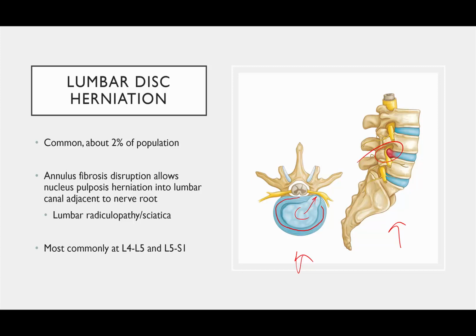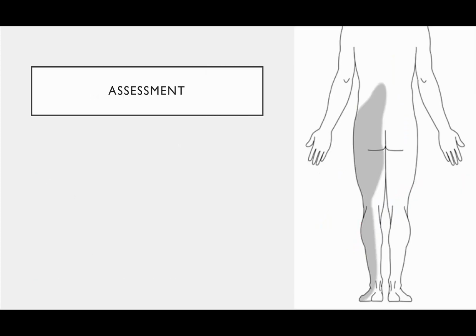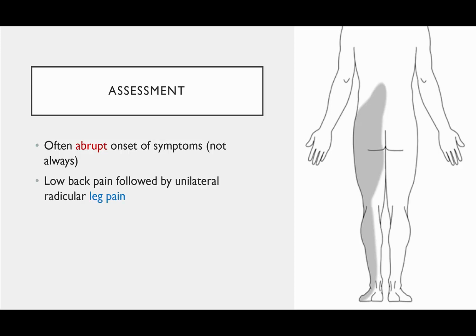Most commonly, so this is S1, L5, L4, it occurs at the L4-5 level as shown here, as well as L5-S1. A lot of times these will improve on their own within 6 weeks to 3 months, but not always. Under assessment, by history, you may elicit a story that there was an abrupt onset of symptoms. Not always, but certainly the patient with an isolated lumbar disc herniation may give you a history that they were doing something and then suddenly they got this abrupt onset of symptoms. And it can be lower back pain that is then followed by unilateral radicular leg pain, lower extremity pain.